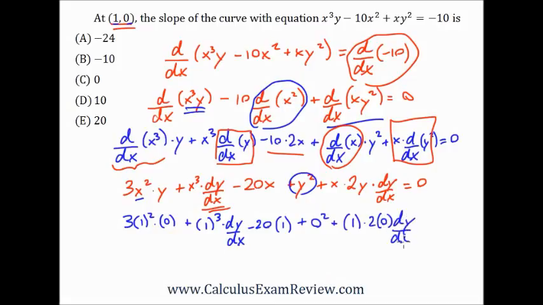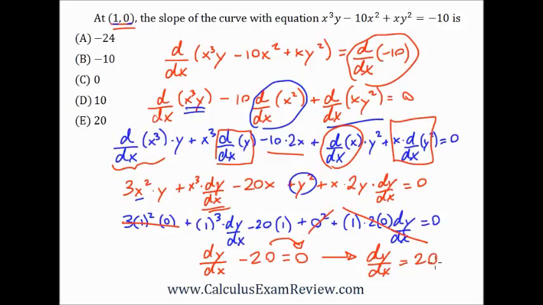It's nice that all these terms multiplied by 0 are just going to disappear, right? So that's gone, because anything times 0 is 0. That's gone also. What else is gone? This is gone as well. So the whole thing just ends up as 1 cubed times dy dx, so that's just dy over dx. Negative 20 times 1, minus 20, equals 0. Then I can just take this to the other side of the equation. So dy dx is 20. And that's it. So the answer is E.